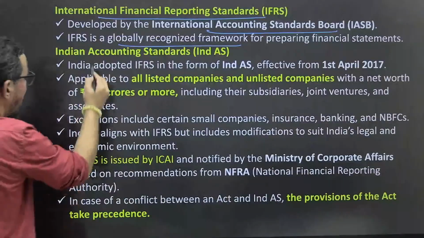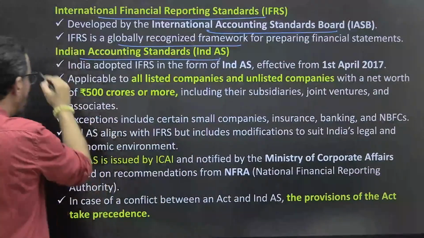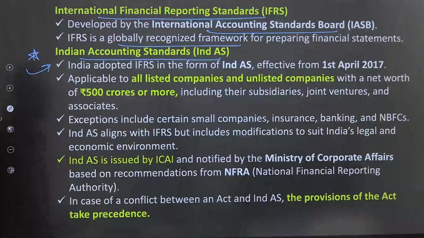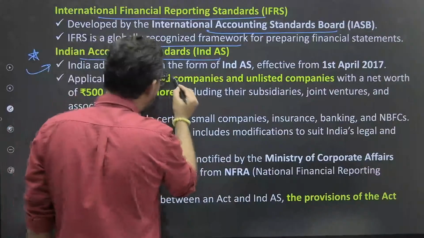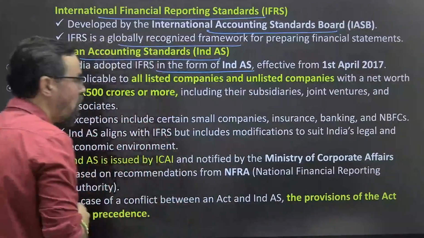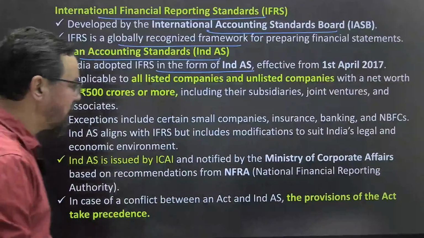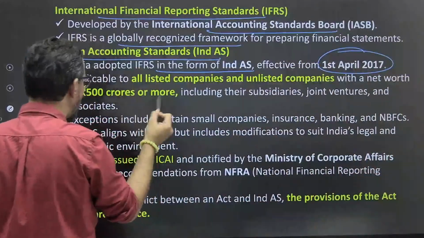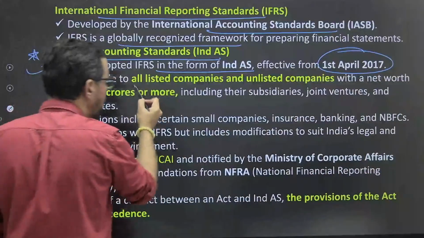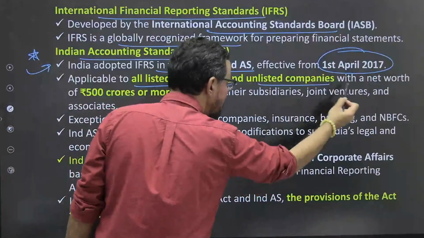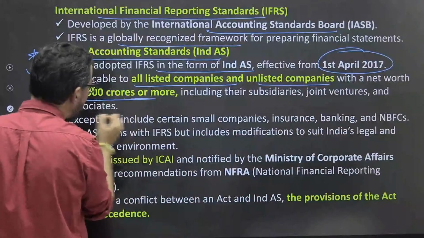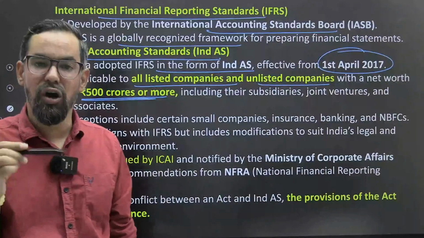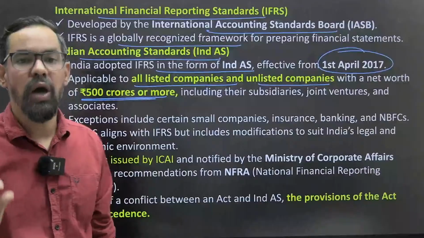Now we have Indian Accounting Standards also. India adopted IFRS in the form of Indian Accounting Standards with effect from 1st April 2017. It is applicable to all listed companies and unlisted companies with a net worth of 500 crore rupees and more. Earlier it was 250 crores, later on the government increased it to 500 crores.